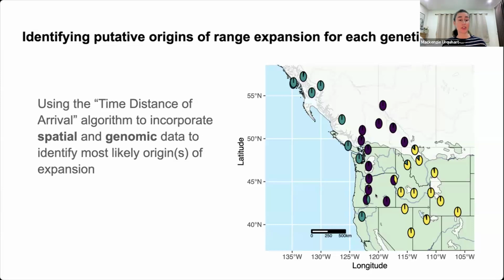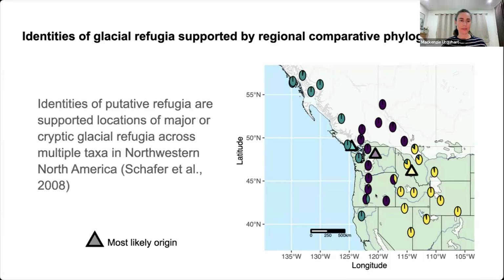We then combine this genomic data with the spatial location of all of our samples in the time difference of arrival algorithm to identify the most likely location for the origin of range expansion within each ancestral cluster. And so the TDOA approach identifies the most likely origin of expansion by locating the DEAM that explains the highest proportion of variation in the correlation between these pairwise differences in the size statistic and our geographic distances.